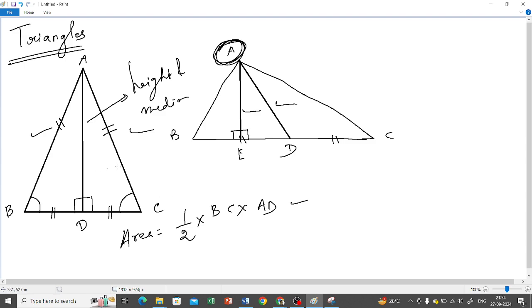So this is what we have for the isosceles triangle. Have you understood? The main important things are that two sides are equal, base angles are equal, and altitude acts as a median. All right. Should we move on to the next one? Yes, sir.